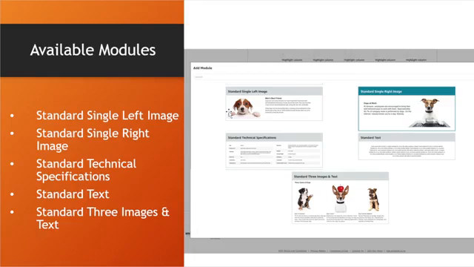And then the last 5 are the standard single left image, right image, and those are the same thing, just flipped. It's a picture with text next to it. The standard technical specifications, I can't imagine anyone's going to use that unless they're writing an aircraft manual or something like that. Standard text is literally just a text box. That's all it is. And then your standard 3 images and text, and that's the one that I've been using to put in my little boxes. I ignore all the text stuff because, again, I'm not really big on putting text into the A+ content.